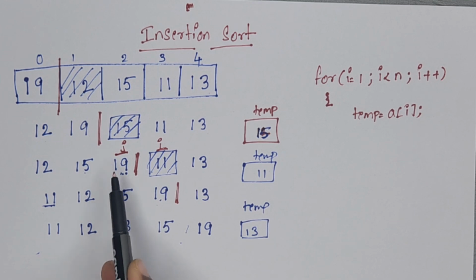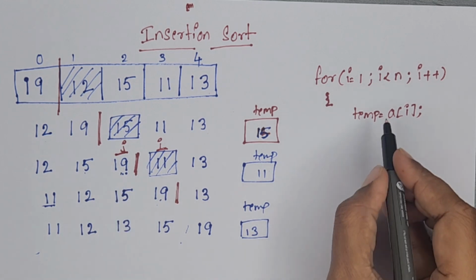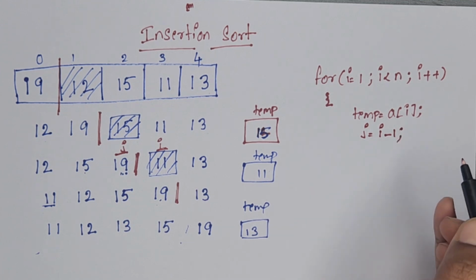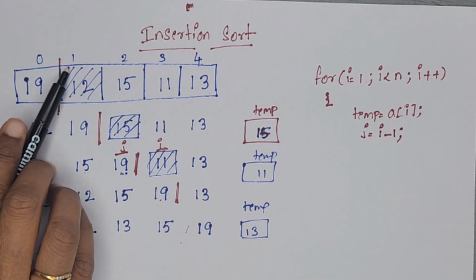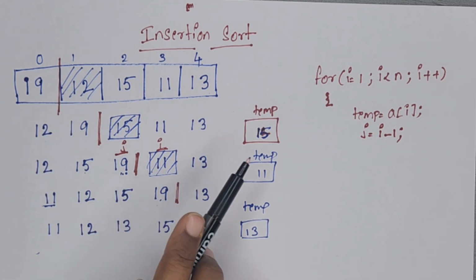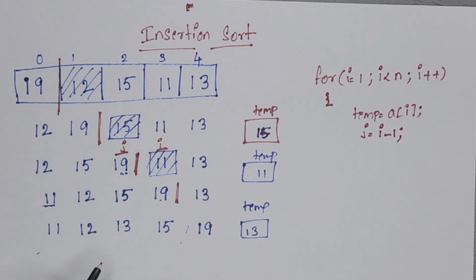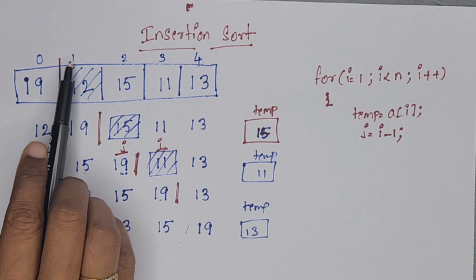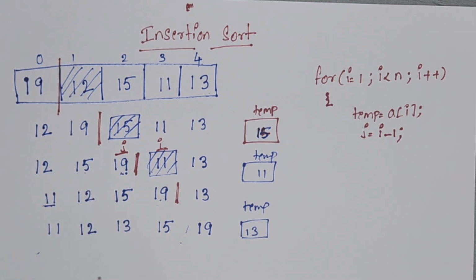Before that element only we have to compare. So j equals I minus 1. Initially I is 1, so j is 0. So a of j we have to compare with this temporary variable. If I starts with 2, then j starts from 1, then compare with 0. So j equals I minus 1.